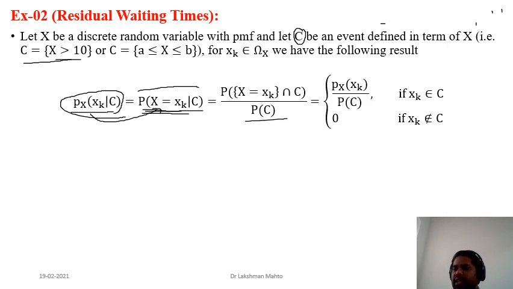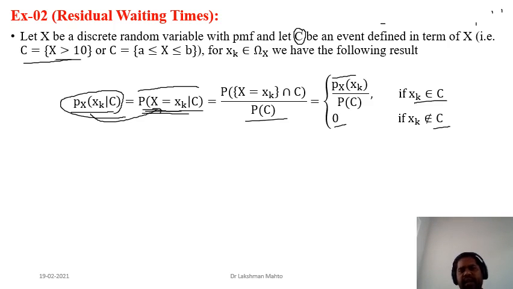In that case, what is happening? If xk is in C, then this joint probability is nothing but the probability mass function at point xk. If xk is not in C, it would be 0. There would be no intersection. No intersection means the intersection would be phi, an impossible event, and the probability of phi is always 0. So you observe this kind of situation.